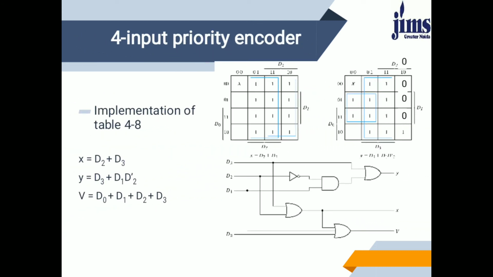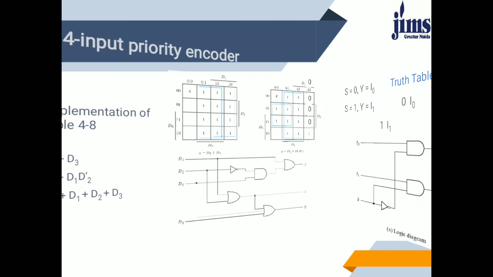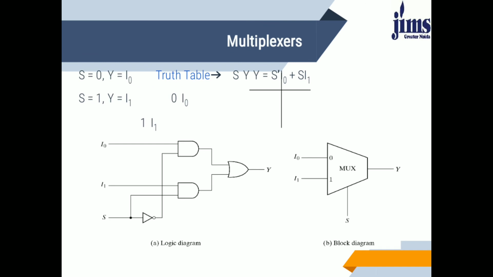So, in a 4-bit priority encoder, we need to make a K-map. What we will do in the K-map? We will make the K-map for X, Y and V outputs. For X, total 2 entries are there. For Y, total these much. You can check from the K-map. You can prepare also. So, accordingly, a circuit diagram is made for X, Y and V. This is a 4-bit priority encoder.